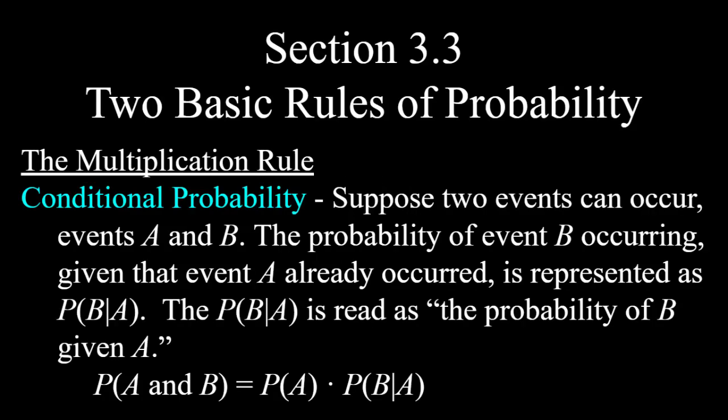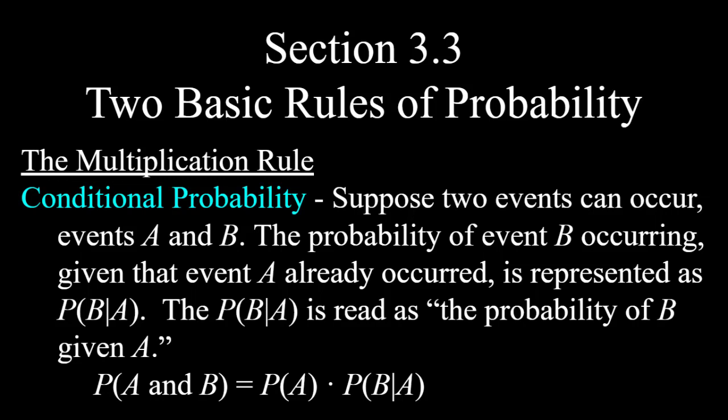For section 3.3, we're going to be talking about two basic rules of probability, and the first one is called the multiplication rule. When we talk about probability, last week we talked about independent events, but sometimes events are dependent, and then we have some additional things going on. In fact, we introduced this one last week also, what is called conditional probability.